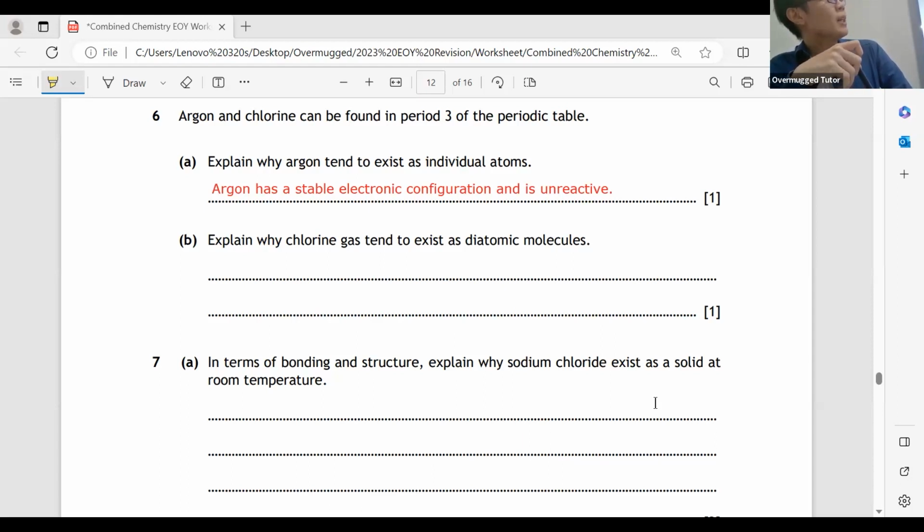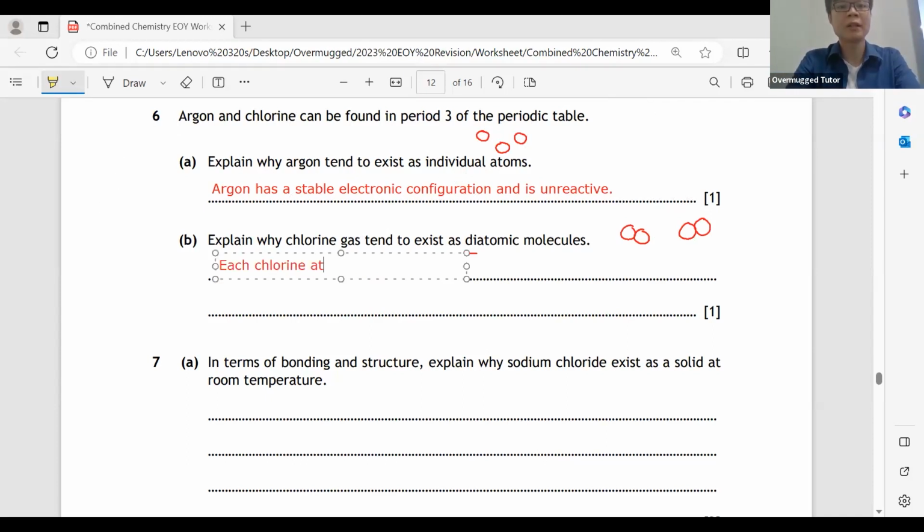Explain why chlorine gas tends to exist as diatomic. Di means two. Right? Visually, it looks like this. So oxygen gas also exists like this. Just now we saw this kind of diagram. This is diatomic. Individual atoms just now were like this. Okay, why does chlorine gas not exist alone? Why do they need to exist as a pair?